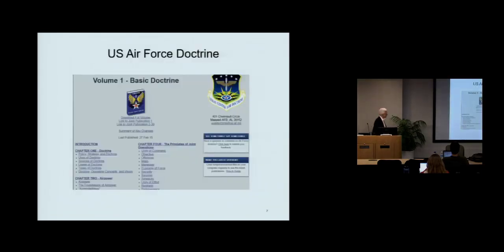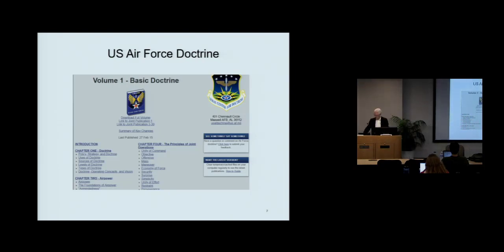And then there is the Air Force doctrine. As you can see, they have a different flavor to their doctrine website. The U.S. Air Force Doctrine Publication number 1, called Volume 1, is called Basic Doctrine. And it has chapters: policy, strategy and doctrine, uses of doctrine, air power, the foundations of air power, and then another chapter, the principles of joint operations, where the Air Force doctrine explains to Air Force people how they should work with other services.